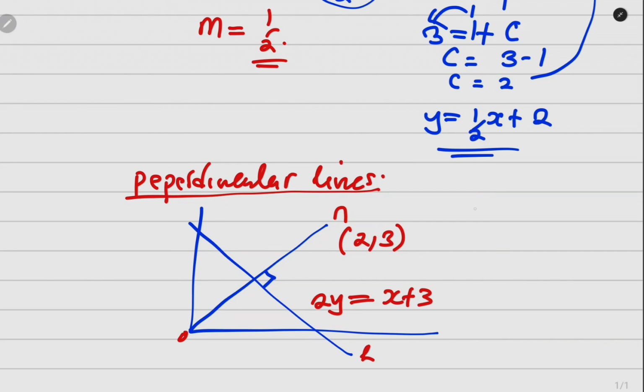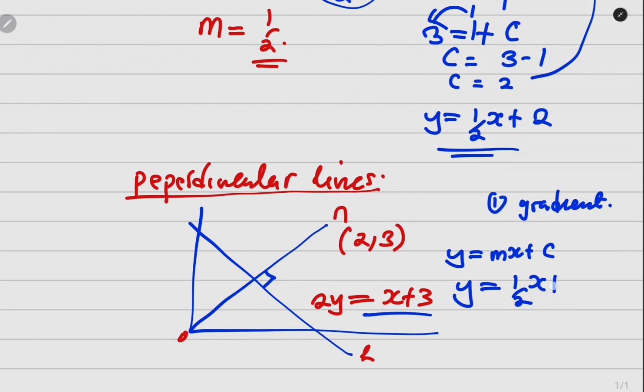How do you do it? We are going to start by finding the gradient first. How do you find the gradient? You already know what we did previously. We just rearrange this one into y equals mx plus c. So it's going to be y equals 1 over 2 x plus 3 over 2. I guess no one has a problem here. So the gradient is 1 over 2. That is the gradient for line L.